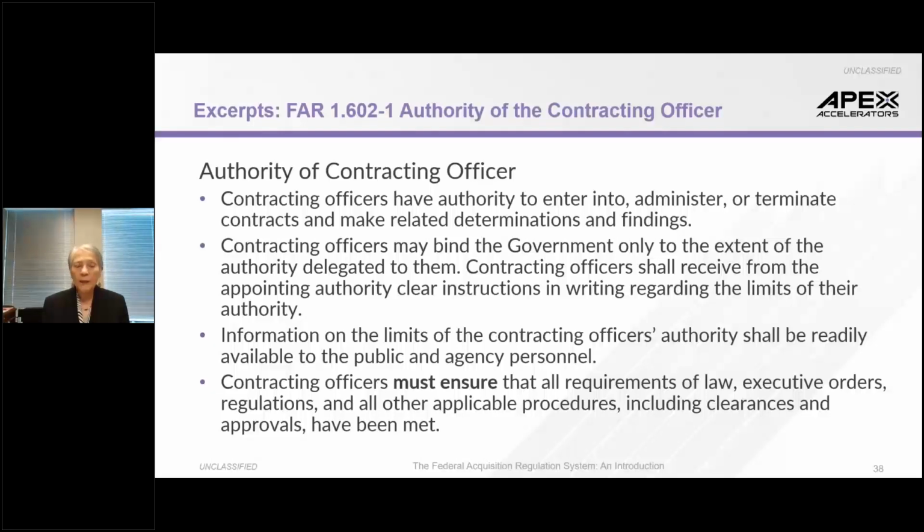Ultimately, the contracting officers must ensure that all the requirements of law, executive order, regulations, and other applicable procedures, including clearances and approvals, have been met, then they sign it. So you can see why they're very, very picky about what they sign. And sometimes it might seem a little too picky to you, but it is their job. This is what they are required to do.